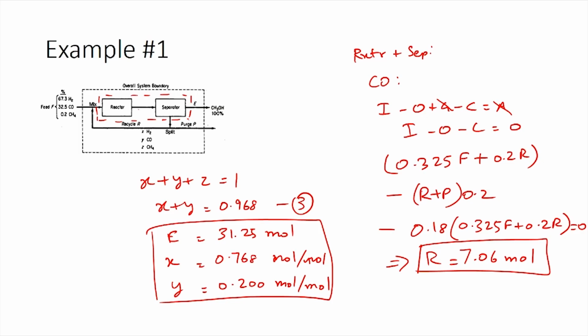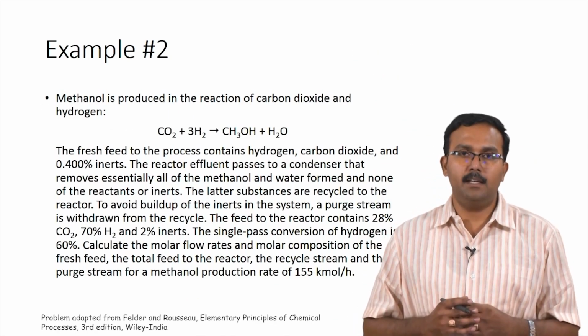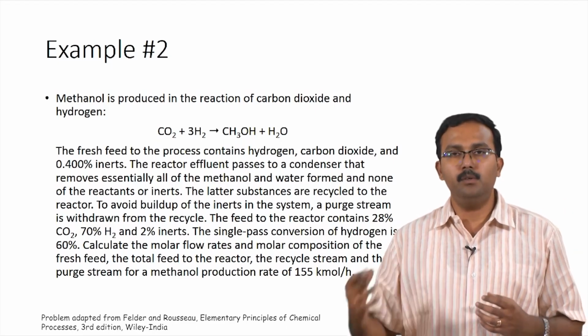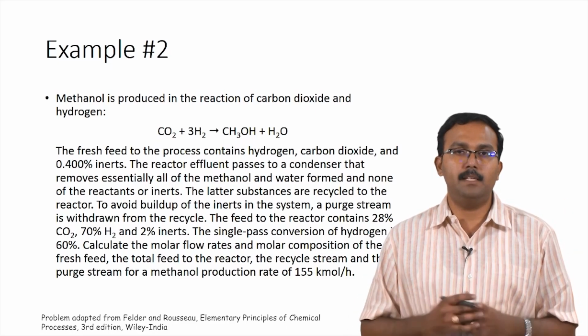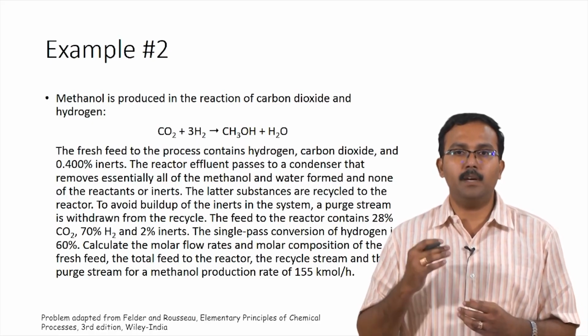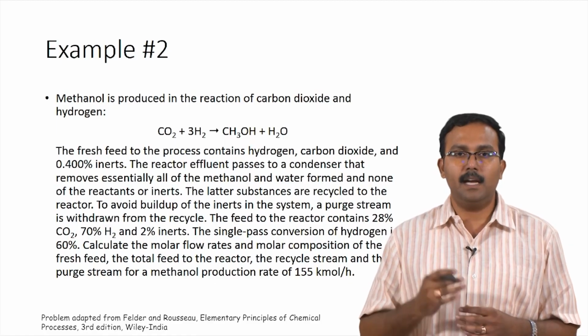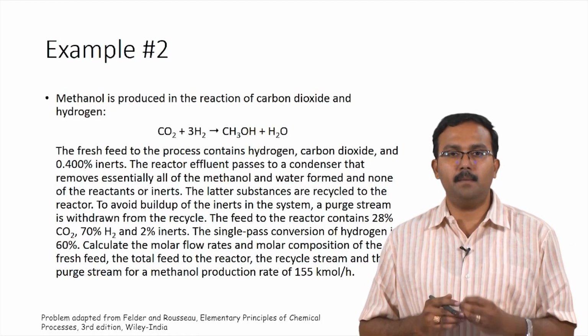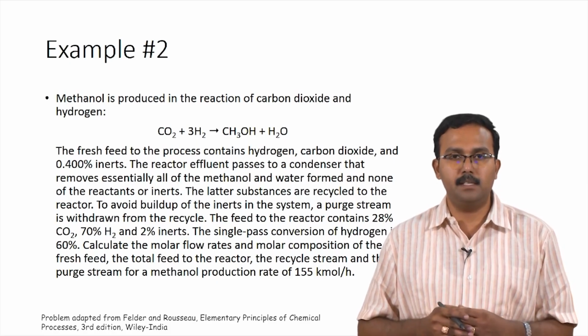Again, for this problem we will also draw a flow chart, which will help us understand how to convert word problems into flow charts and then perform the necessary calculations. Methanol is produced in a reaction of carbon dioxide and hydrogen, and the reaction is given. The fresh feed to the process contains hydrogen, carbon dioxide and 0.4% inerts.